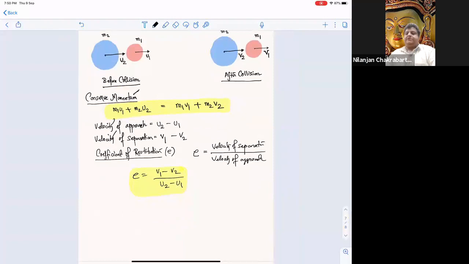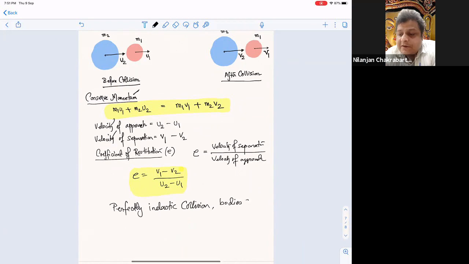There are certain types of collisions. One is perfectly inelastic collision. That means the bodies stick together. Here for one-dimensional collision, the bodies stick together after collision. So here obviously v1 equal to v2, therefore e is equal to 0.